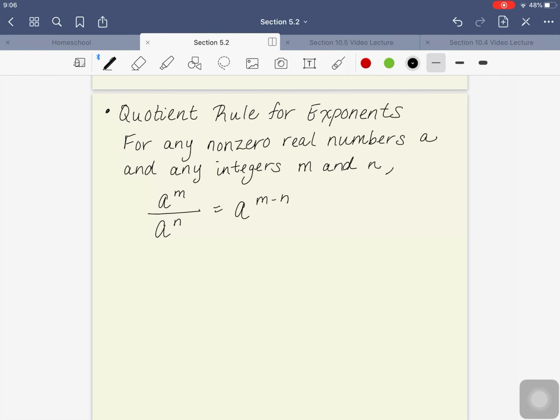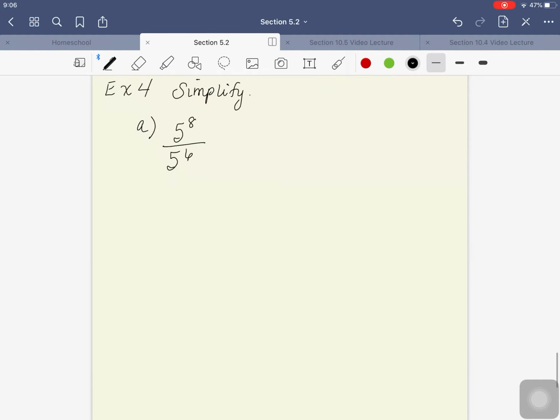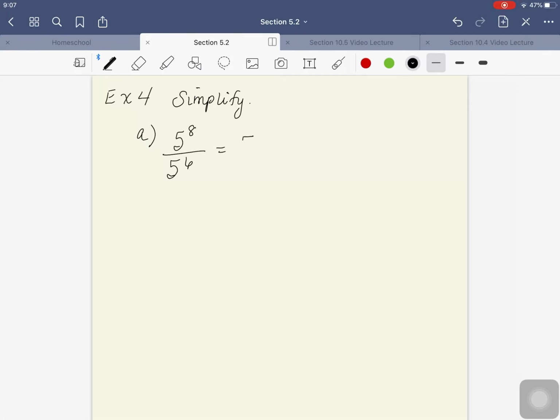All right, here is the quotient rule for exponents. When you are dividing exponents of like bases, what you do is subtract. So for MADS, the D and the S means when you divide exponents of like bases, you're going to subtract. All right, so 5 to the 8th over 5 to the 6th, we're going to subtract those exponents. 5 to the 8 minus 6 would be 5 squared, and 5 squared is 25.